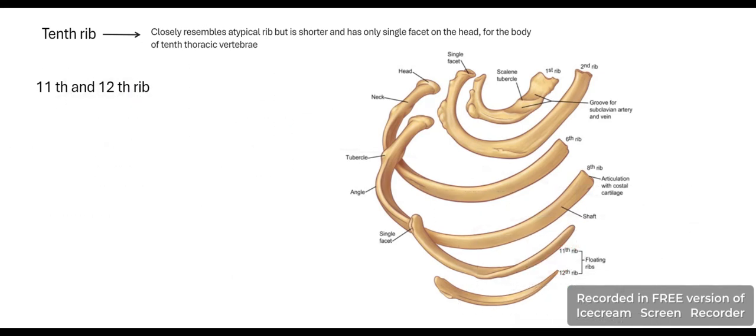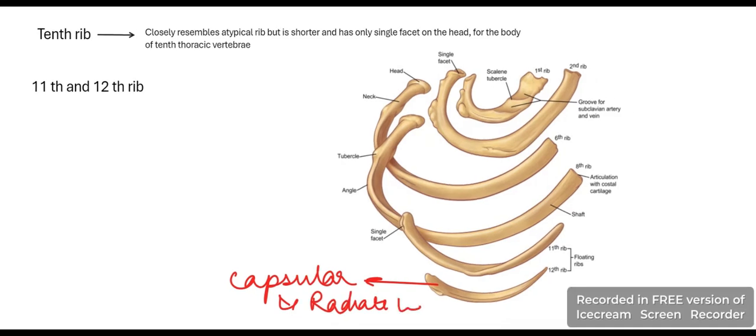Now moving towards the next point, attachment and relations of the 12th rib. See, the capsular and radiate ligaments are attached to the head of the rib. In the 12th rib, there are two ligaments attached to the head, which are called the capsular and radiate ligaments.